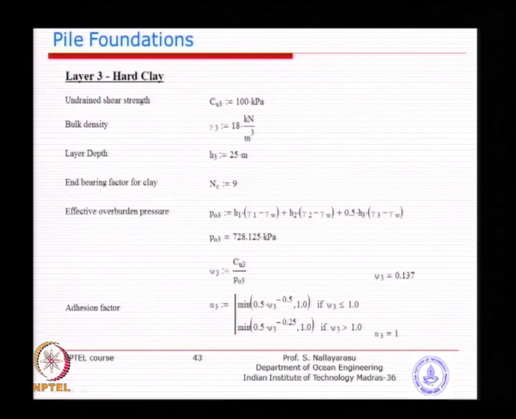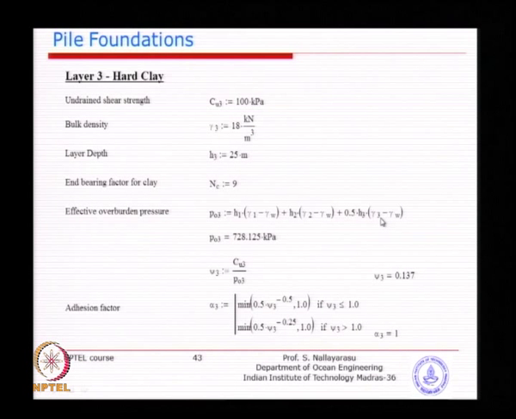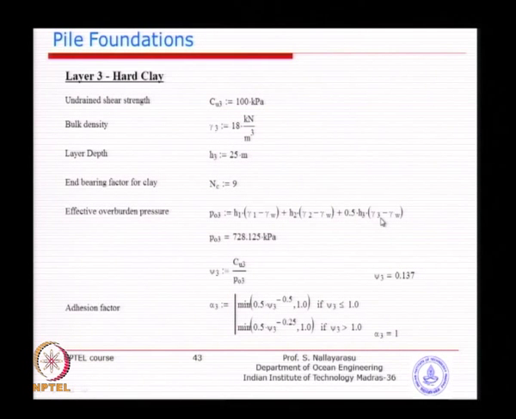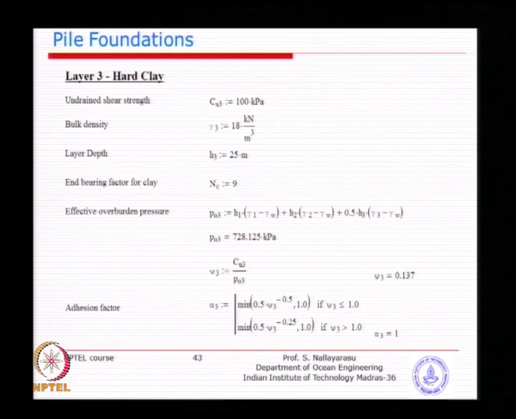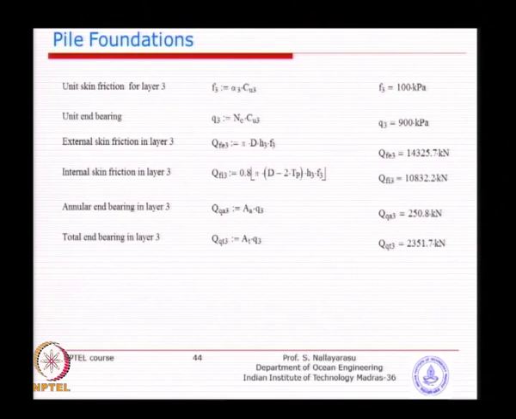Then we go to the last layer and do exactly the same thing. The only thing is, add the full weight of layers 1 and 2. For layer 3, you take the middle of the layer for skin friction, and this being a clay layer, you repeat the procedure. In this particular case, alpha becomes 1, because the overburden is so much that we should not take values higher than 1. So, limit it. Then come to the end bearing.